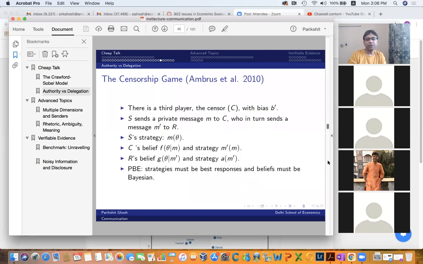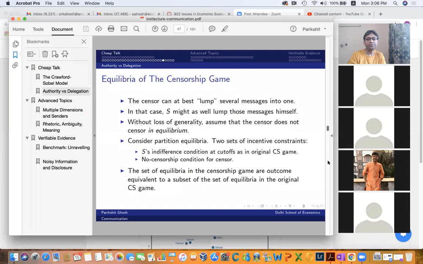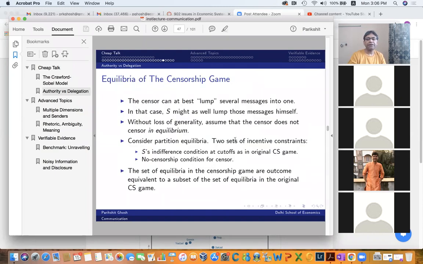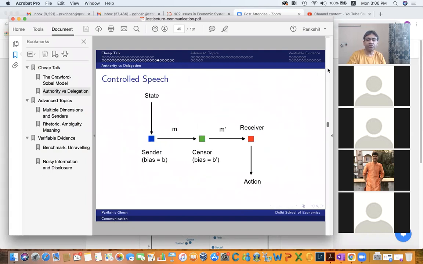So, what's the basis of that? The basis of that is as follows. If you look at this censorship game, how does it go? What are its equilibria like? What the censor can do, at best, mind you, is that theta is only known directly by the sender, not by the censor, not by the final receiver. Only this player, the blue player, has direct access to information about theta.